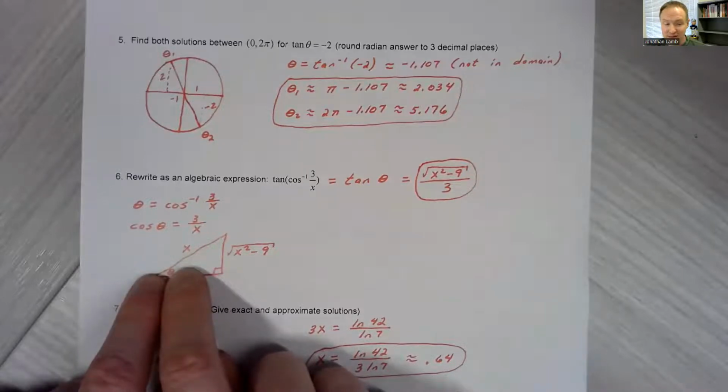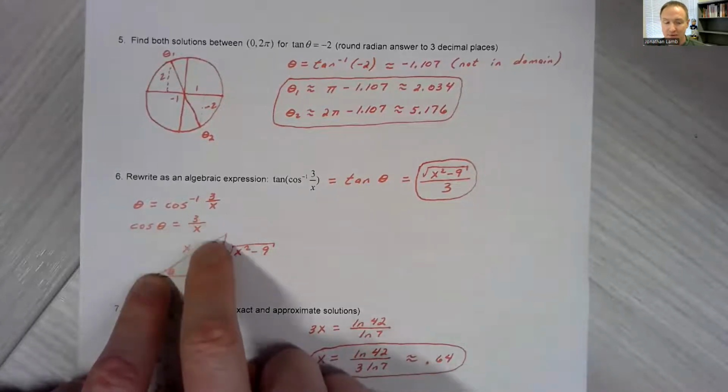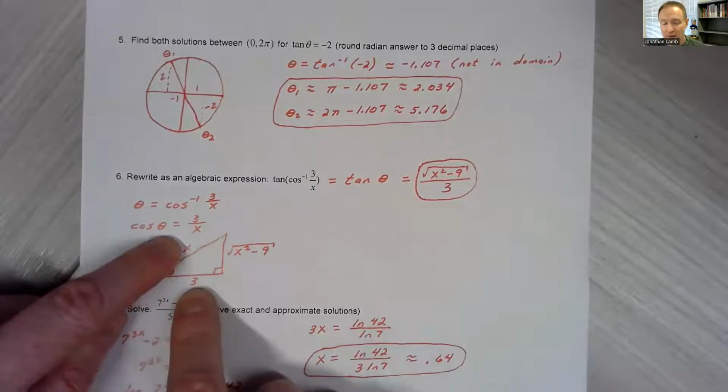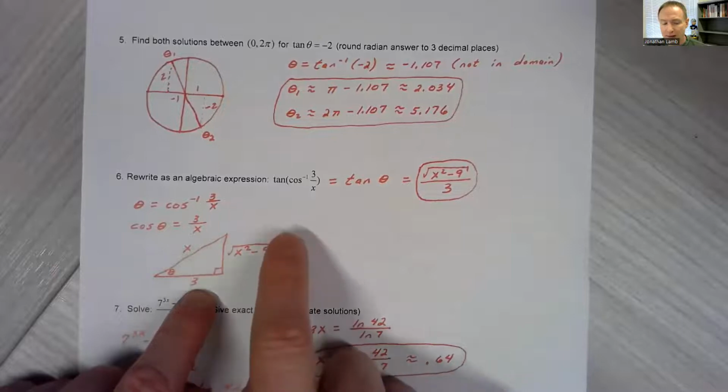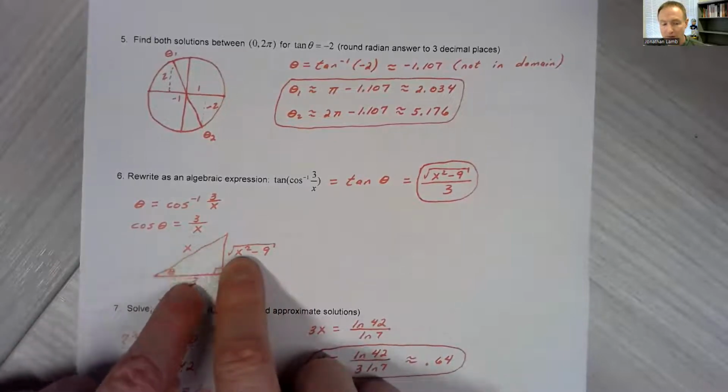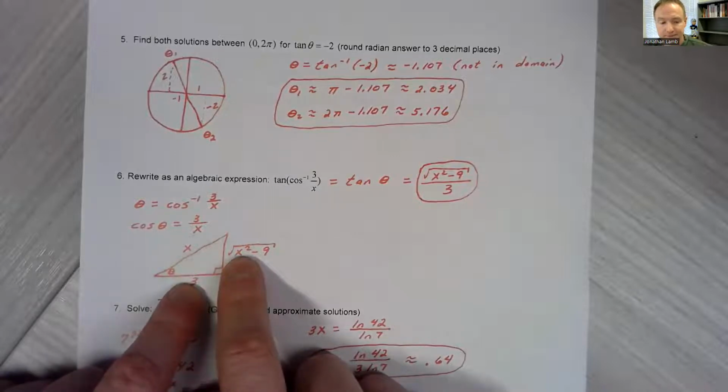The side adjacent to theta, because the cosine of theta is 3 over x, has to be 3. The hypotenuse has to be x, which means the other leg has to be the square root of the hypotenuse squared minus the other leg squared. So I get the square root of x squared minus 9.